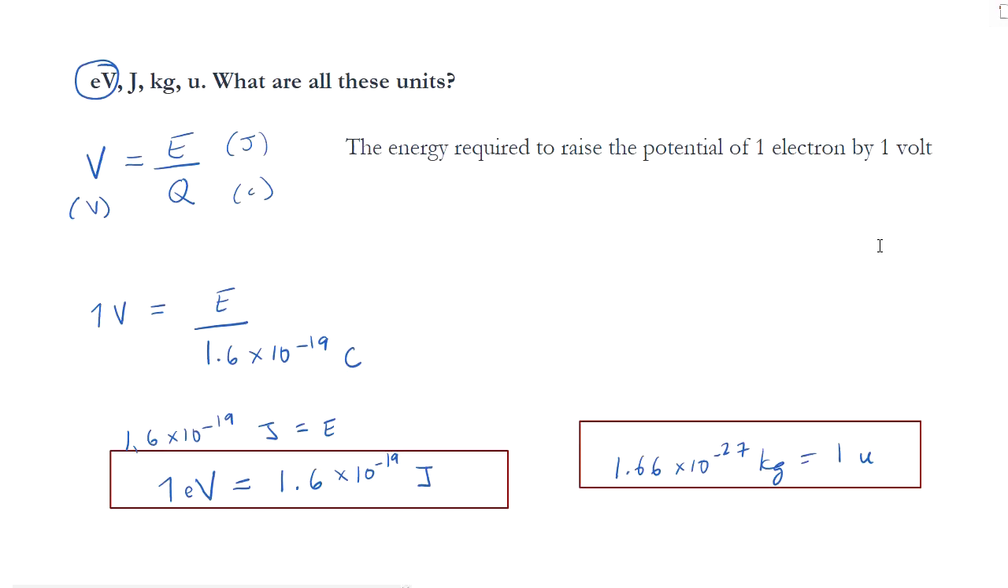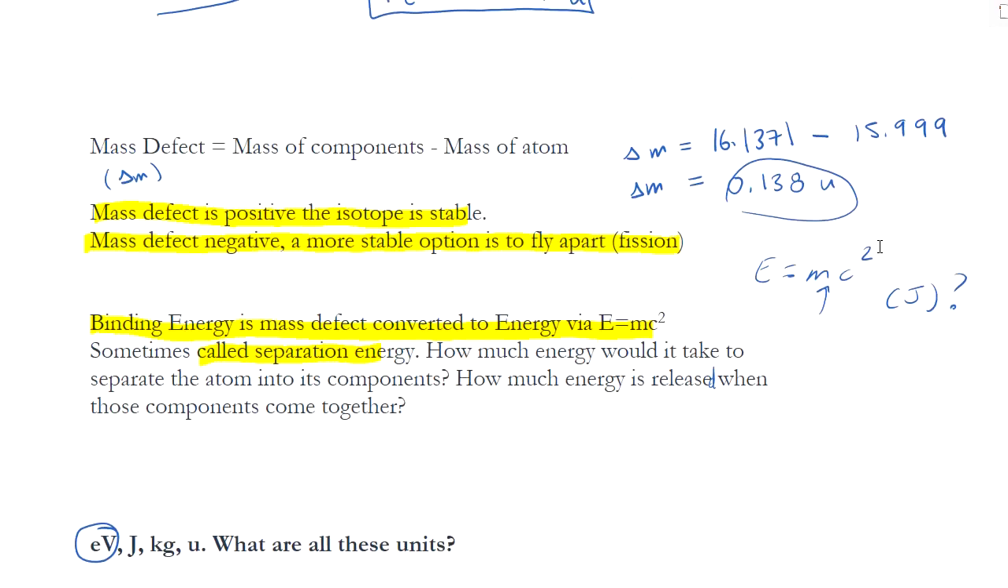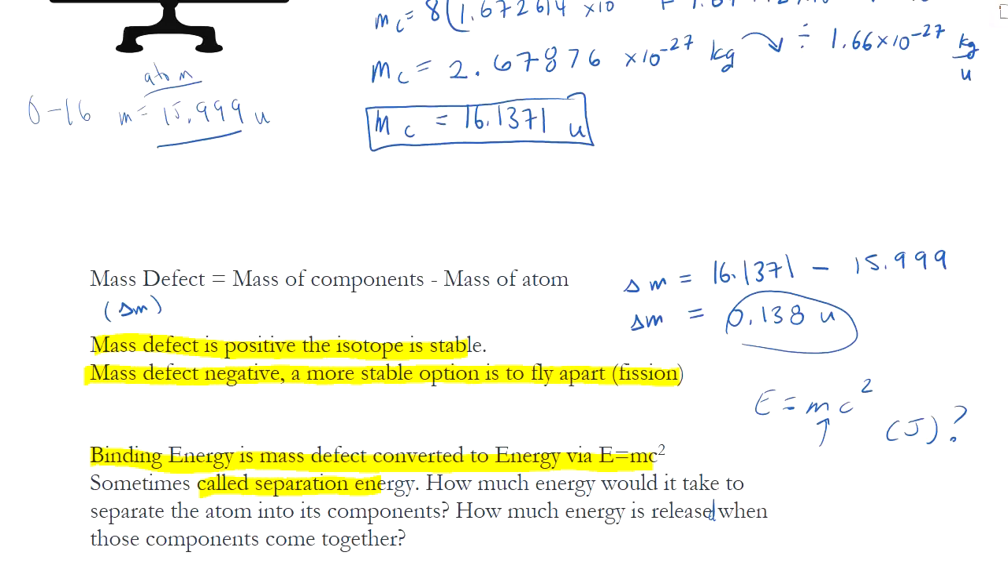Okay, so using these conversions, let's try and calculate the binding energy for oxygen. I'm going to need the mass of this oxygen, the mass defect. Oh, that's not what I'm looking for. Sorry, the mass defect was here.